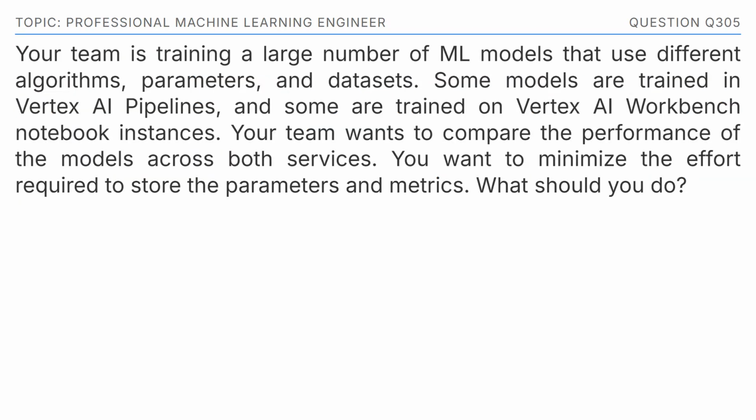Your team is training a large number of ML models that use different algorithms, parameters, and datasets. Some models are trained in Vertex AI pipelines, and some are trained on Vertex AI Workbench notebook instances. Your team wants to compare the performance of the models across both services. You want to minimize the effort required to store the parameters and metrics. What should you do?